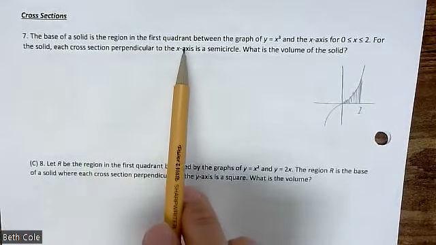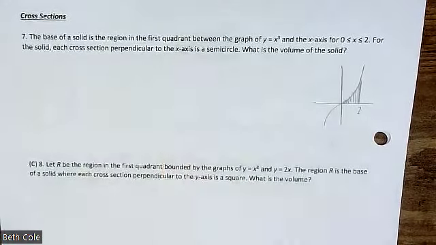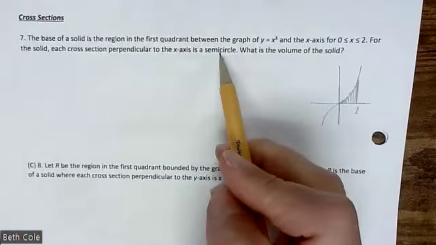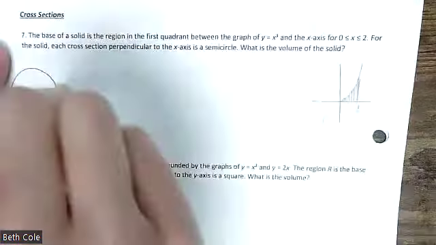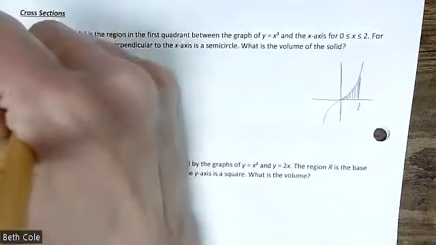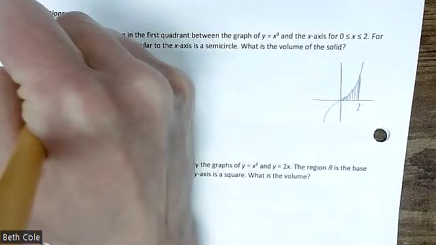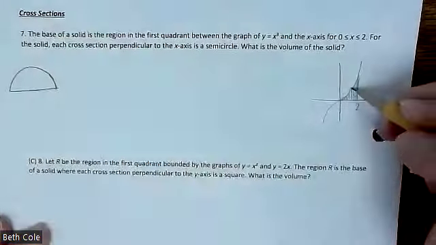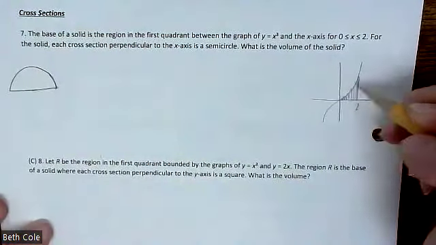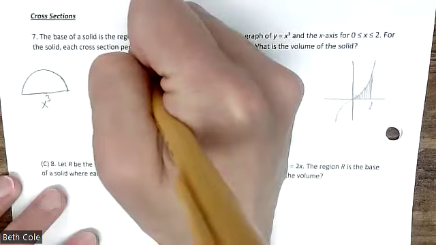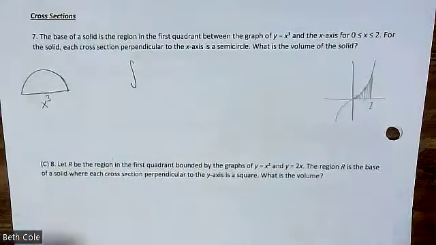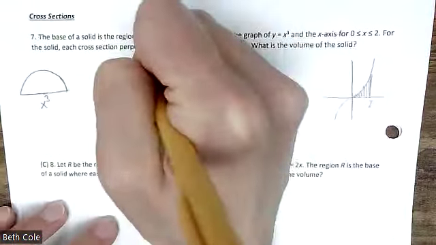Cross sections are perpendicular to, good, that means it's dx, and semicircle. I saw you guys drawing semicircles, which makes me really happy, and mine is super wonky, so I'm going to fix that. So the base of your shape is going to be upper graph minus lower graph, which in this case will just be x cubed minus 0, all right? Now we're ready to set it up. Boundaries will be what? 0 to 2?